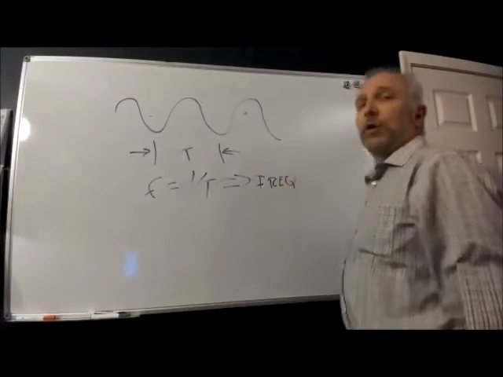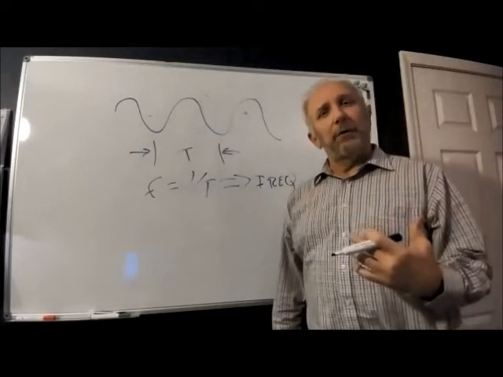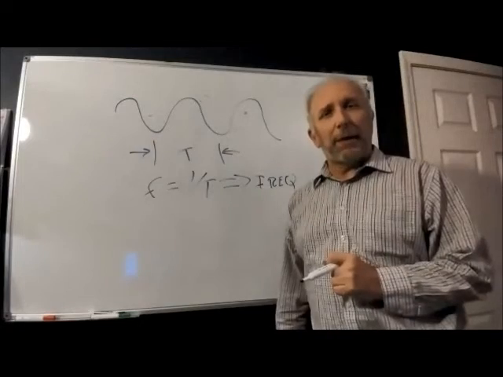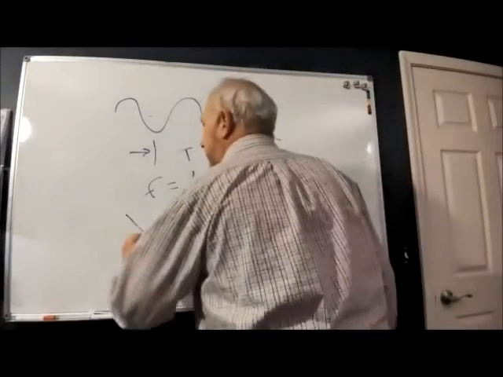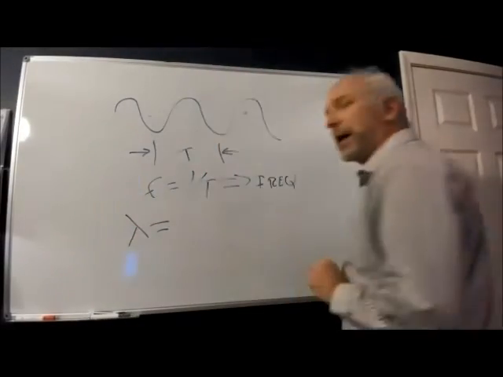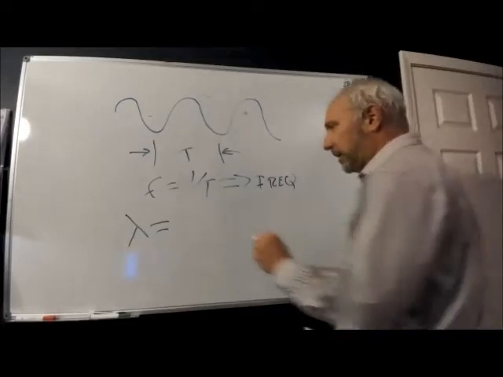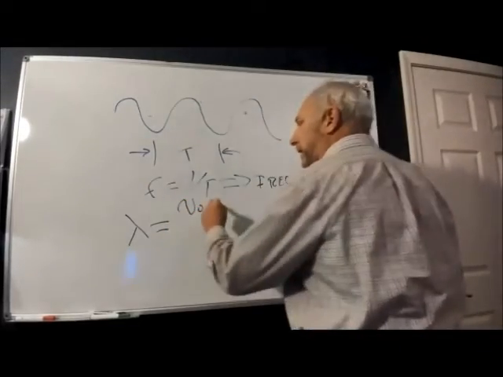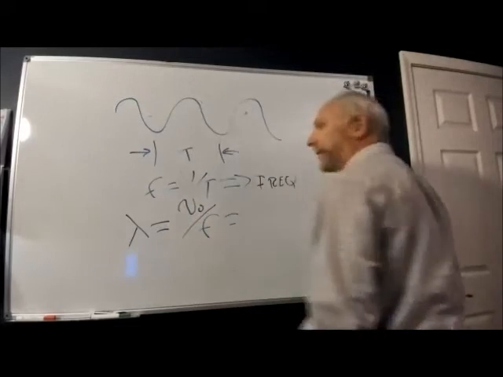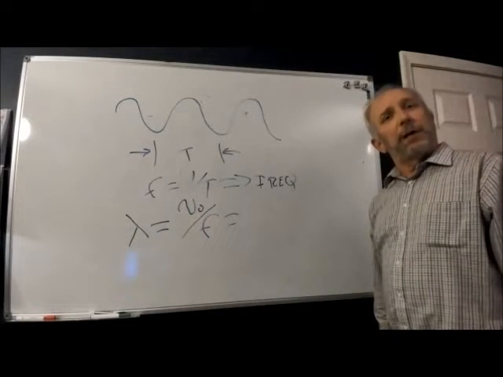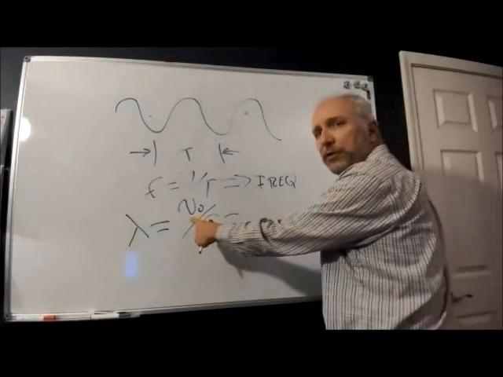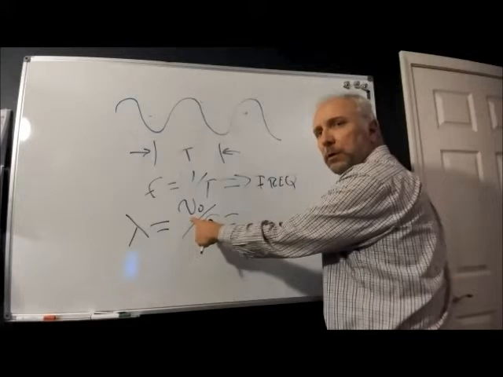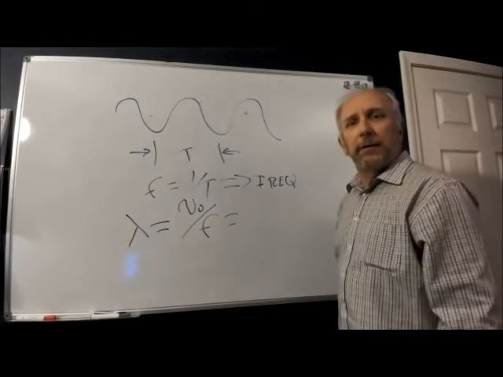Then we can talk about how fast the electromagnetic wave propagates and how far it goes from the source as a function of frequency. That is known as wavelength. Wavelength is v sub 0, the speed of propagation, divided by frequency. What do we know about v sub 0, speed of propagation? Yeah, 300 times 10 to the 6 meters per second.